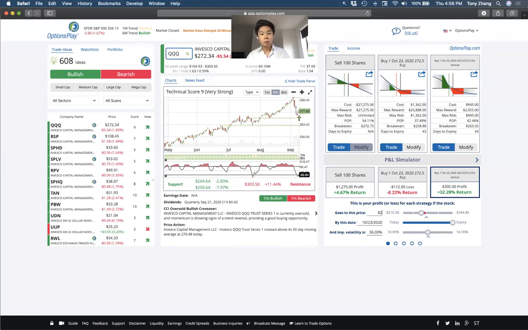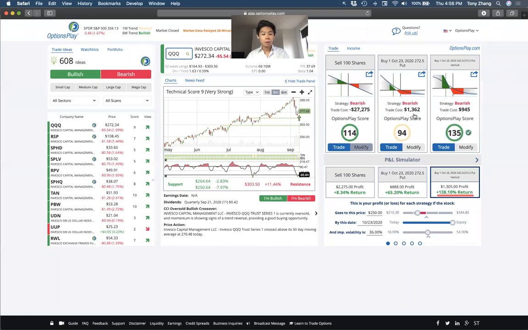If it does get down to your target of 250s, you're looking at a 138% return. So we're talking about the exact same scenario here. Do you want to risk $1,300 to make a 65% return, or would you rather risk $945 to make a 138% return? I think the answer for most investors here is pretty clear, right?